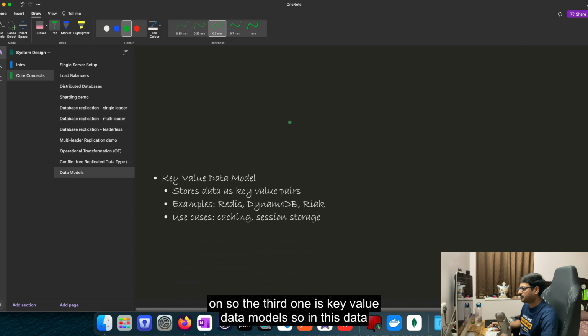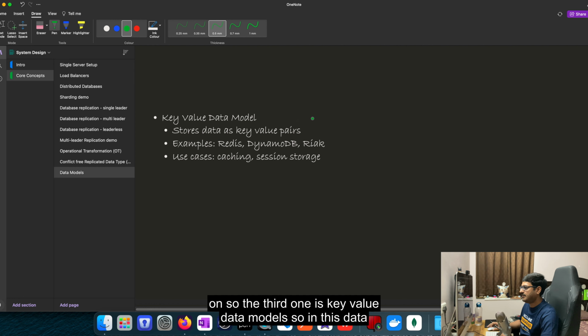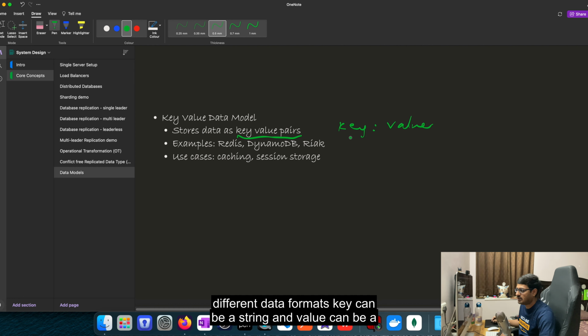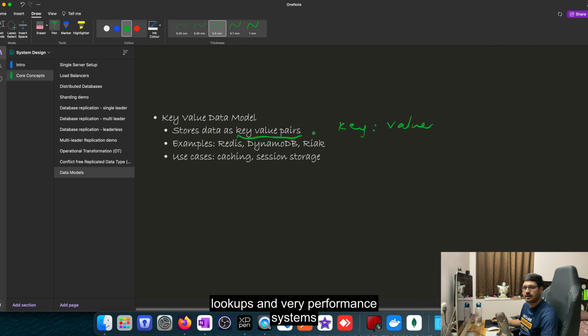Let's move on. The third one is the key value data model. In this data model, we store data in terms of key value pairs, right? There is a key and against it there is some value. They can be of different data formats. Key can be a string and value can be a string, number, or sometimes even objects are supported these days, right? The idea is to store them in key value pairs and mainly to store them in memory so that we get faster lookups and very performant systems.